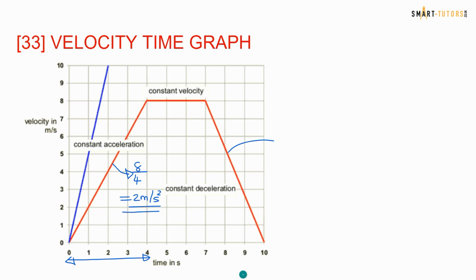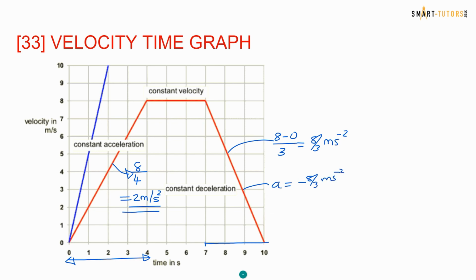Deceleration means you are doing the opposite to acceleration. You are slowing down. So the deceleration here goes from 8 to 0, so 8 minus 0 over the time taken, 7 to 10, which is 3. So 8 over 3 meters per second squared is the deceleration. If they ask for acceleration, you can put acceleration is negative 8 over 3 meters per second squared.